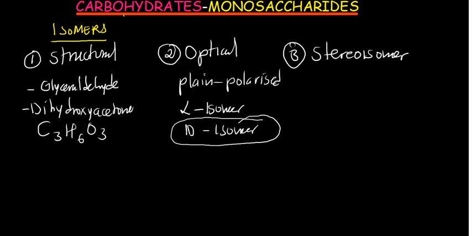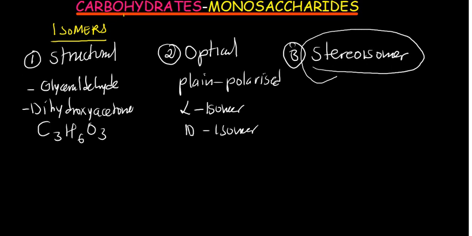When you talk of stereo isomers, these are isomers that have the same structural formula, but they differ in arrangement in space. We are going to talk about that later. For here, just know that we have optical, structural, and stereo. The stereo isomers, I'm going to talk about them when we reach pentoses. At this point, any question?